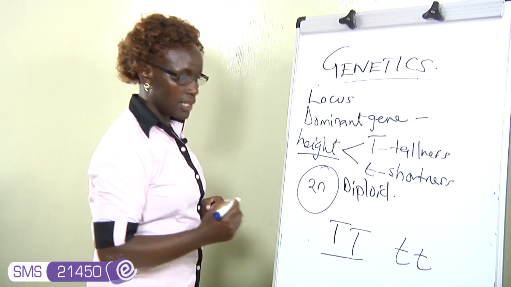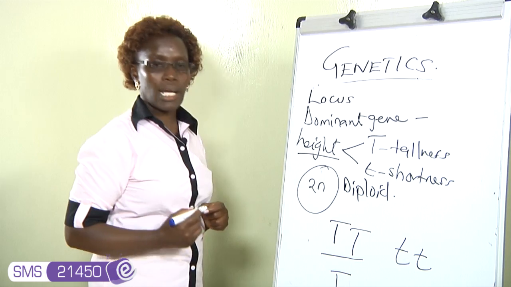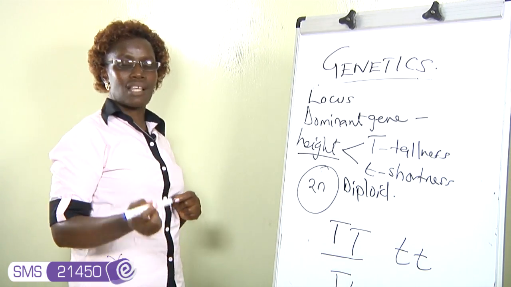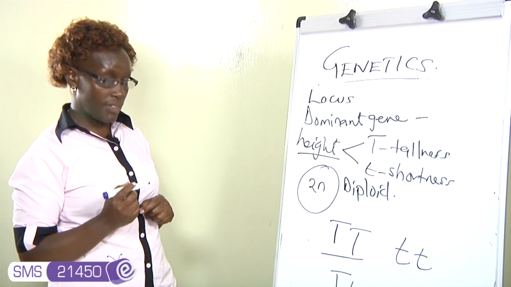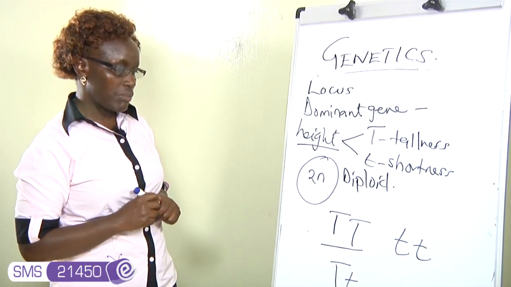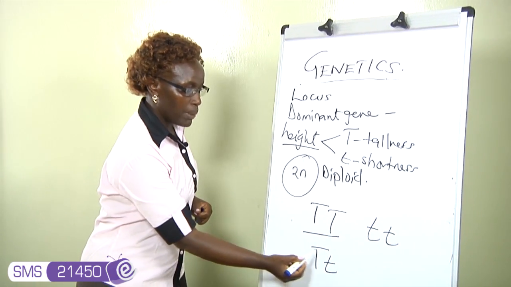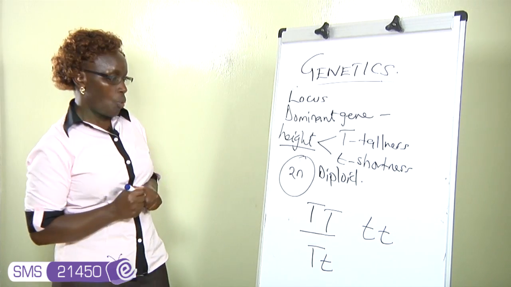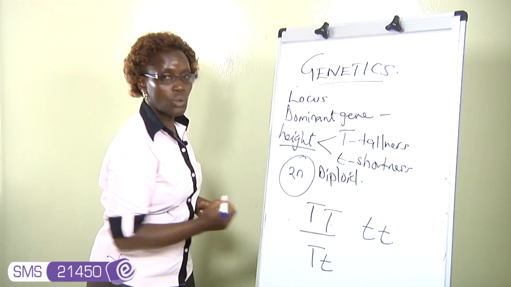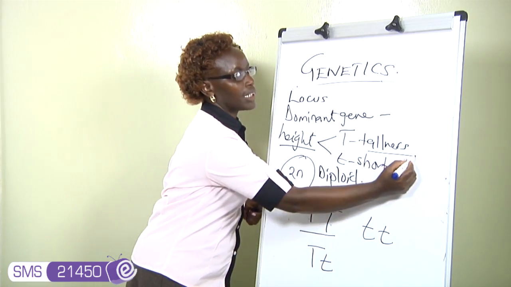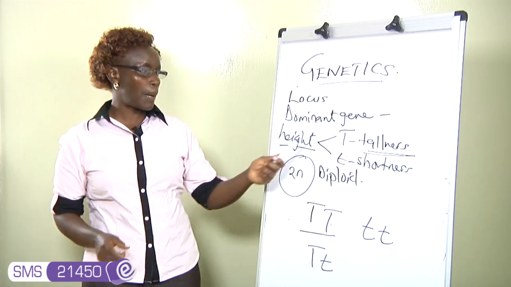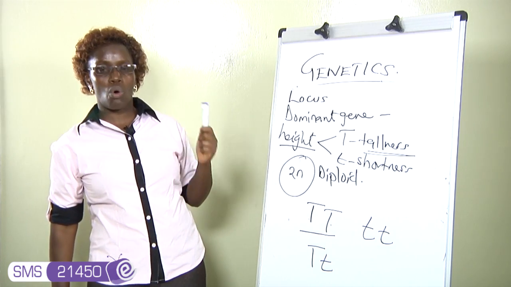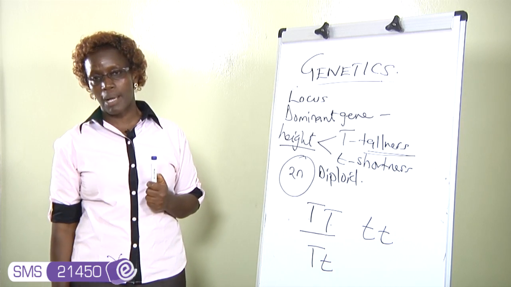But it can also happen that you receive a capital T from one parent and a small t, the other alternative allele, from the other parent. That means you cannot be short and tall at the same time. When you have the two capitals, you will automatically be tall, because a capital T is a gene that codes for tallness. You will develop to become tall.